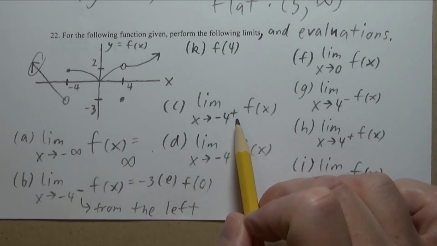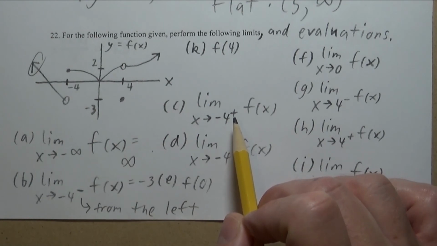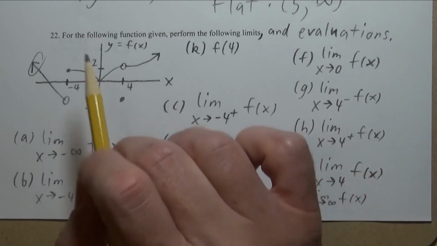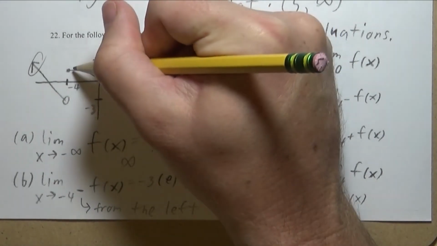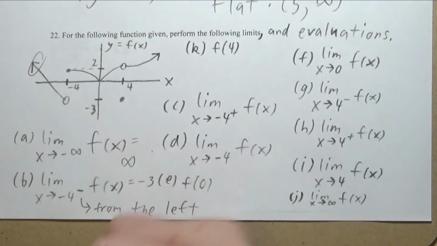What happens here? You have to imagine movement from the right toward x getting really, really close to negative 4. And what does y get really, really close to? Basically, you are looking right there.